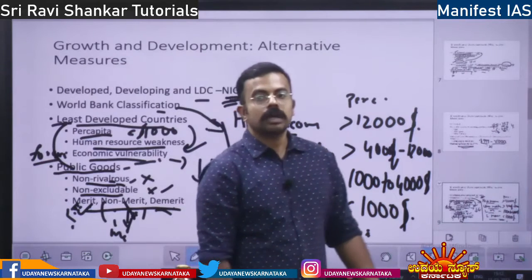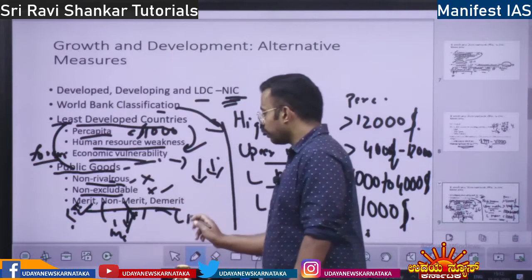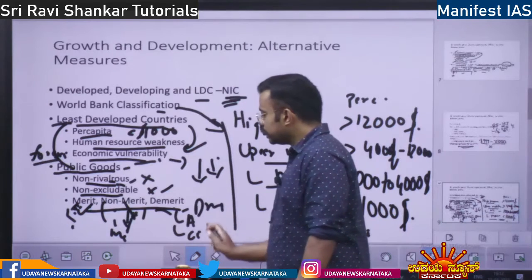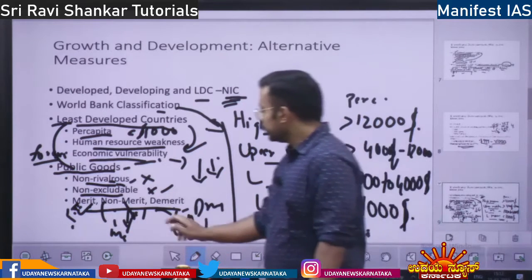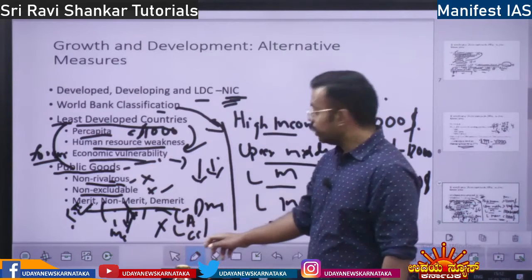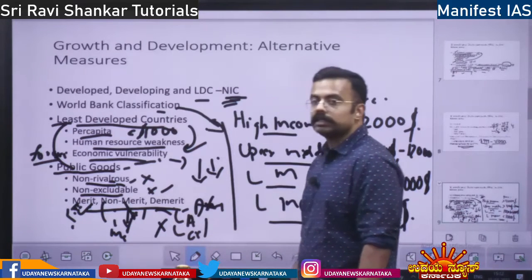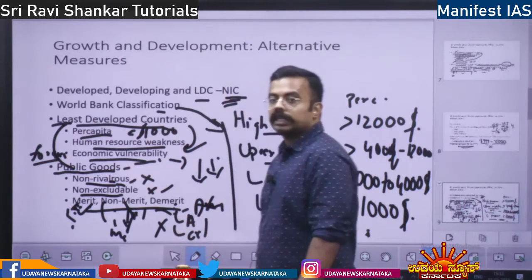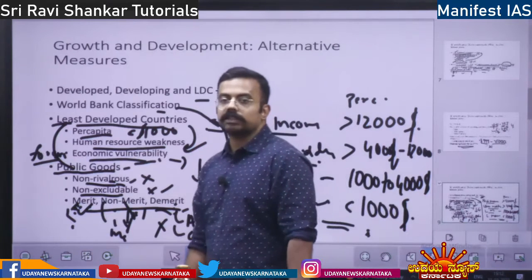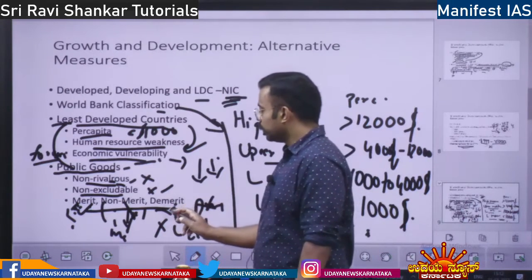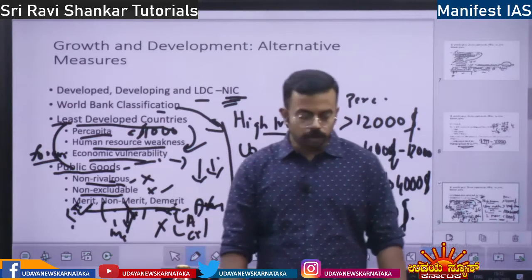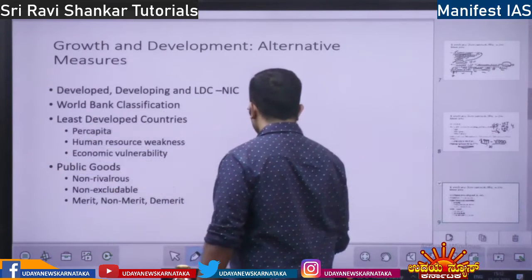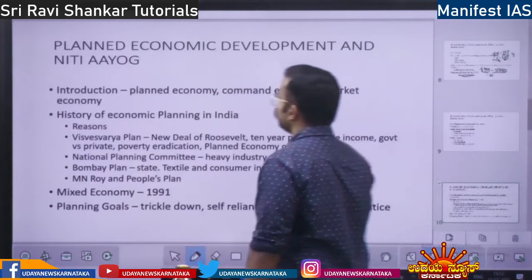Then demerit goods. What are demerit goods? Bad goods: alcohol, cigarettes, drugs. All these things are demerit goods. These should be taxed heavily. Drugs are prohibited, but alcohol, cigarettes, pan masala, all these things are demerit goods. Even horse racing is a demerit good, and also lottery is a demerit good. Clear? Because it is bad for the society.